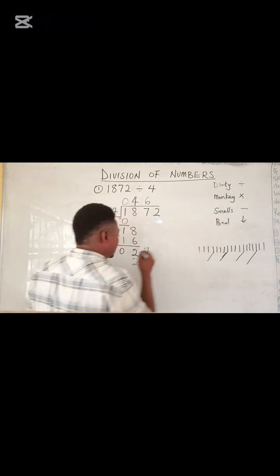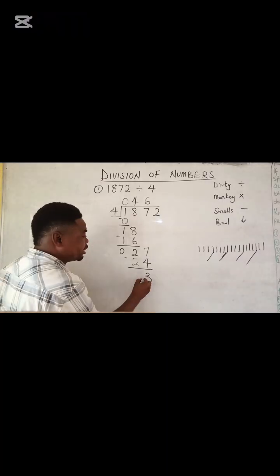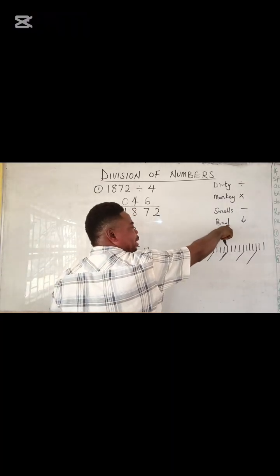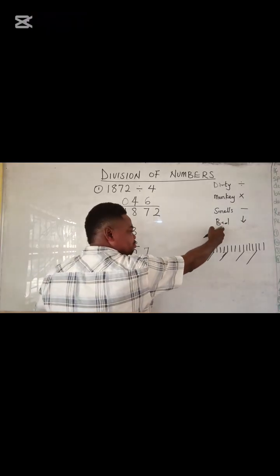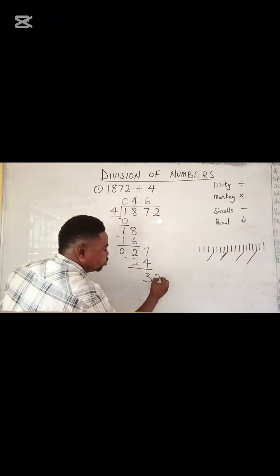What is the next thing you do? You subtract. Subtract here. You are going to get your 3 here. And the next thing you do is to bring down. You can put this one at the back of your hand or at the back of your book, anywhere, so that you can easily remember what you are doing next. Now the next thing, you bring down the last number, which is 2.